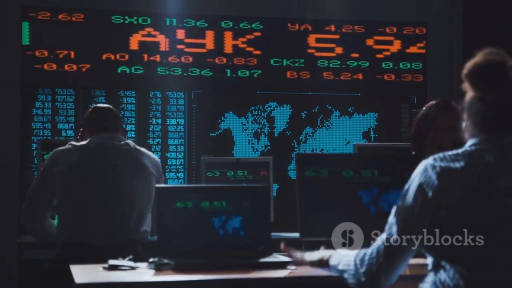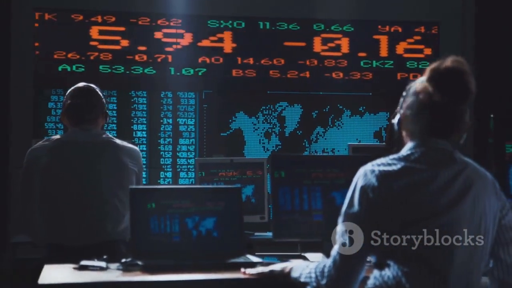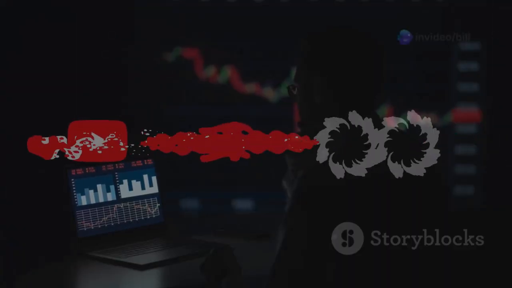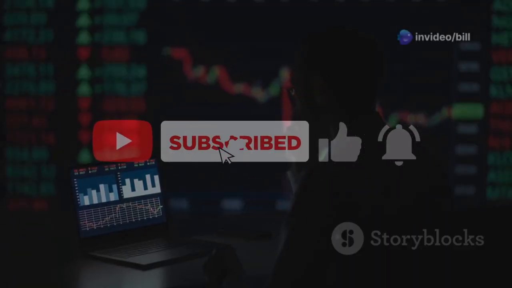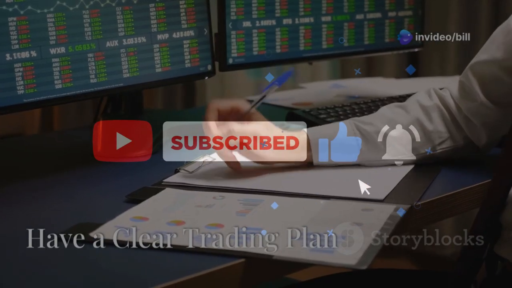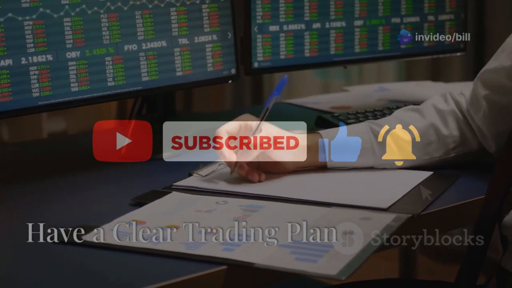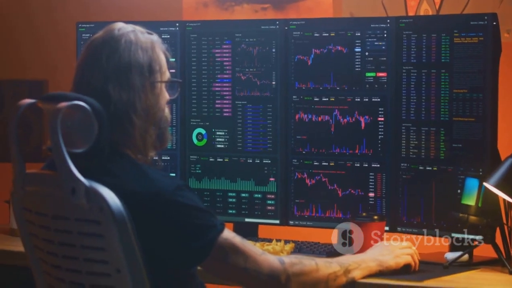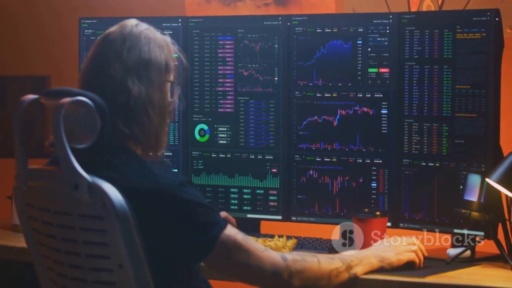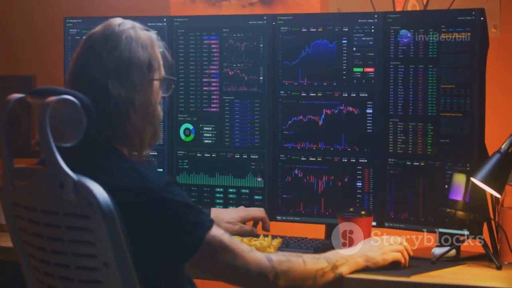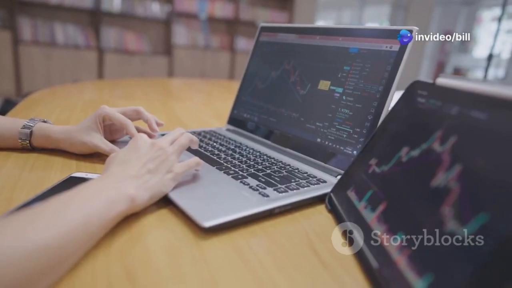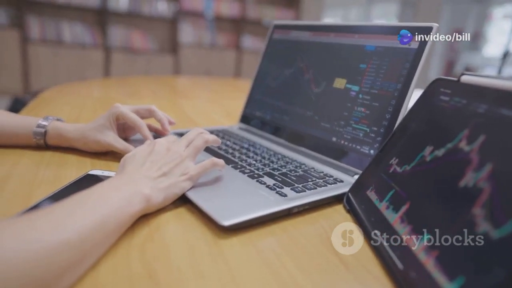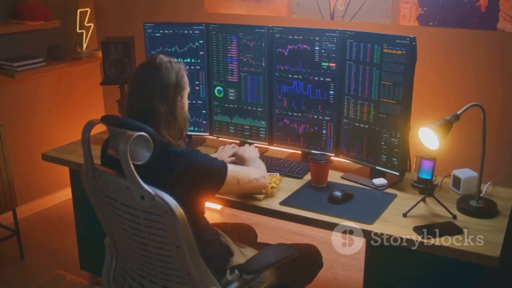Now, the first pro tip is you must understand the market before you trade. The first step to avoid costly mistakes is understanding the dynamics of the market you want to trade in. And how do you do this? First of all, research the asset. Know the factors that influence its price, such as supply, demand dynamics, macroeconomic indicators, or industry trends.